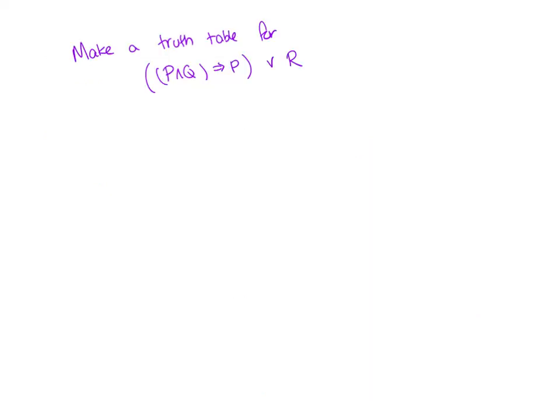Let's go ahead and do one more example. I want to make a truth table for P and Q implies P or R. So we have this really complex statement here. It's got 3 letters, P, Q, and R. So I need to think about all of the combinations of these.